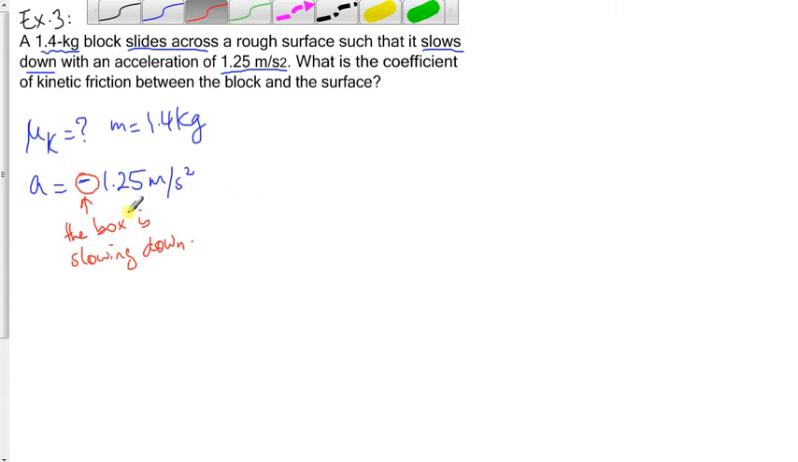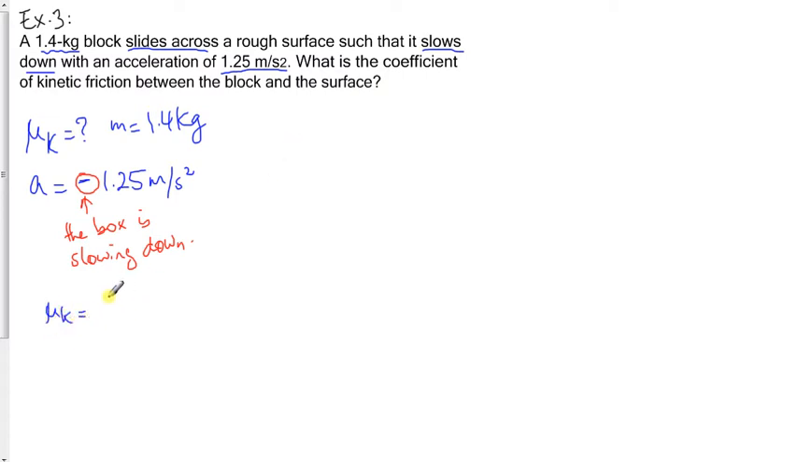If it's speeding up, then it will be plus. Okay, so a 1.4 kilogram mass slides across a rough surface, slows down with an acceleration. What is the coefficient of kinetic friction between the block and the surface? So this is the given that I have. I have to find mu k. To find mu k, we need to know Fk and Fn.